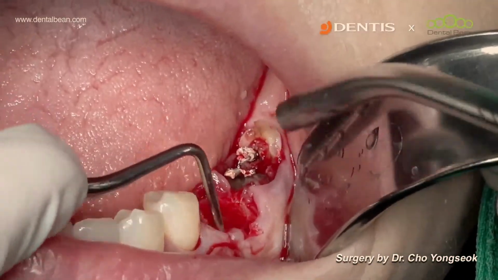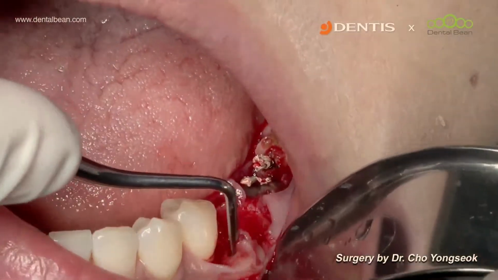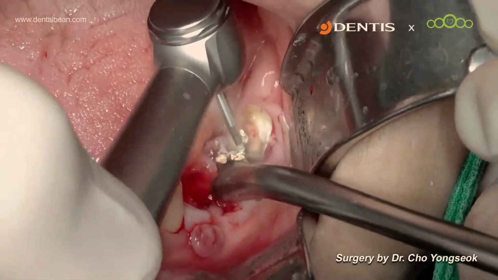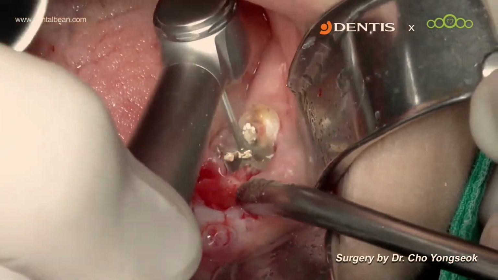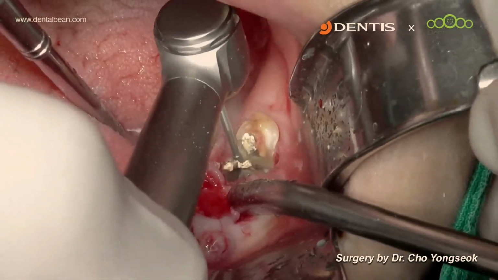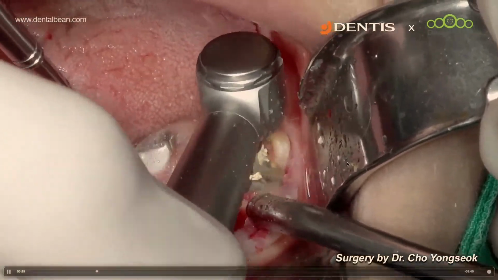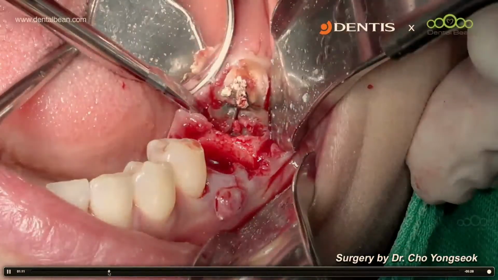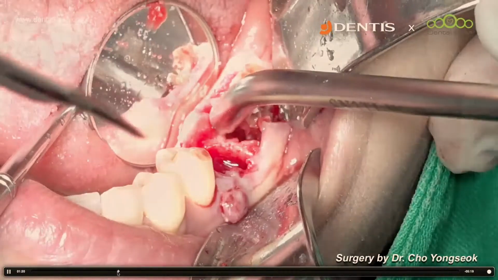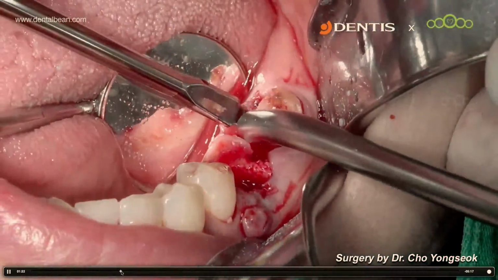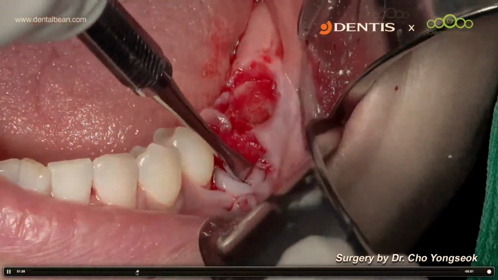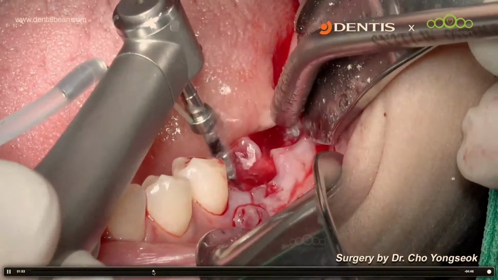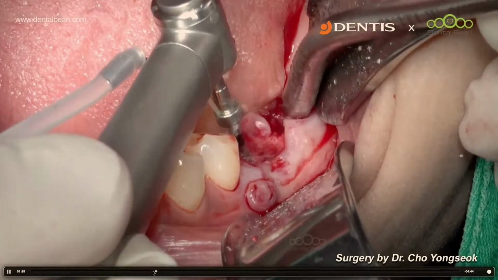Always we feel trouble during the extraction. Okay, number 7, decide to section the root. Let's speed up. After sectioning with a luxate elevator, I remove the roots. Then flat osteotomy one by one.